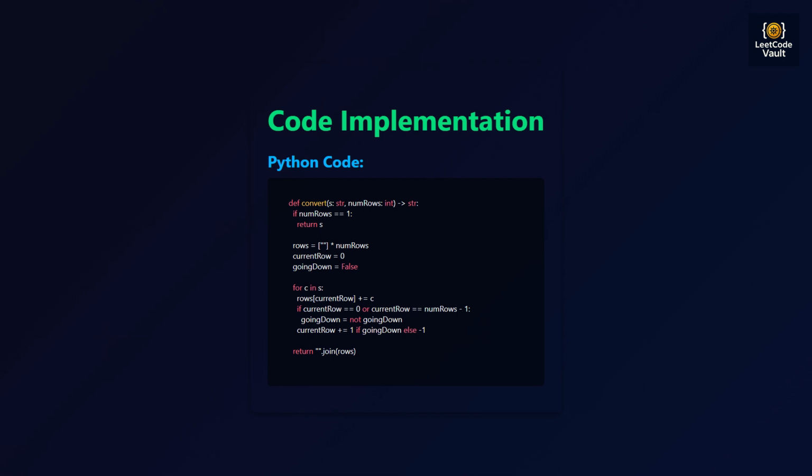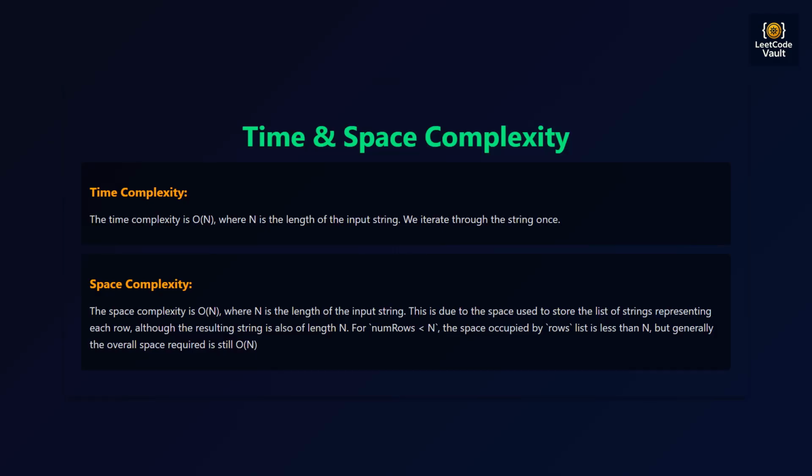Code implementation. Let's see the code in Python. We'll use the optimal strategy we just discussed. First, we initialize an array of strings, one for each row. Then, we iterate through the input string, keeping track of our current row and direction. We append the character to the correct string in the array. When we reach the top or bottom row, we reverse the direction. Finally, we concatenate all the strings in the array to produce the final zigzag string.